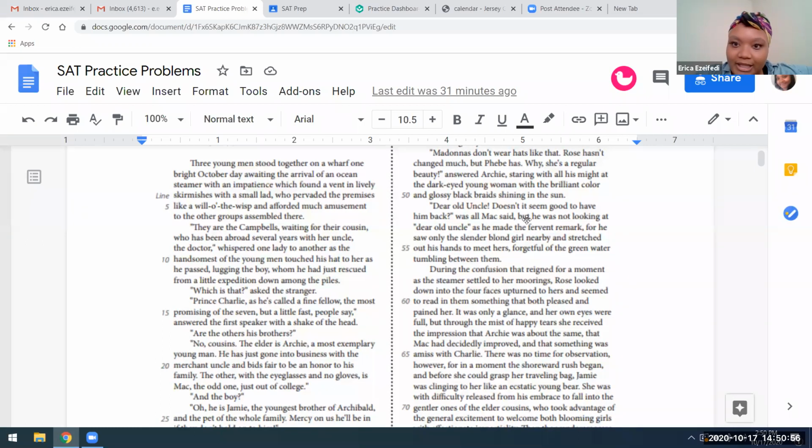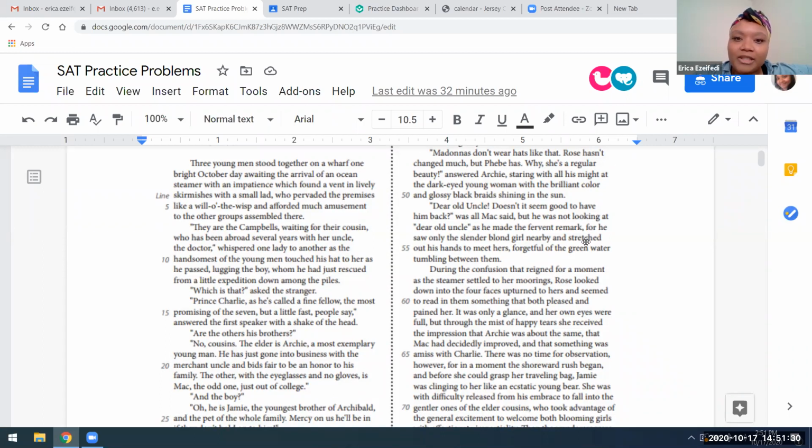paragraph, when it says he was not looking at his dear old uncle, he seems like he's focused on something else. And then this clause here, "for he saw only the slender blonde girl nearby." So it shows what he was paying attention to. And if we remember from last week, in this older style of writing English, the "for" indicates "because."